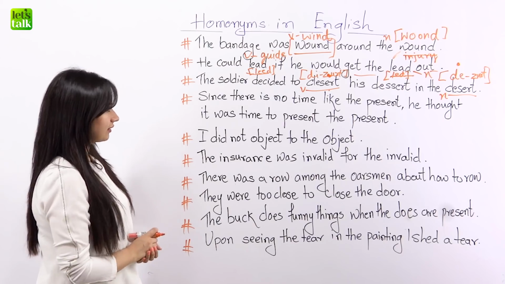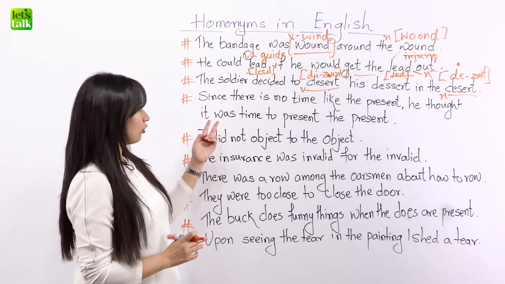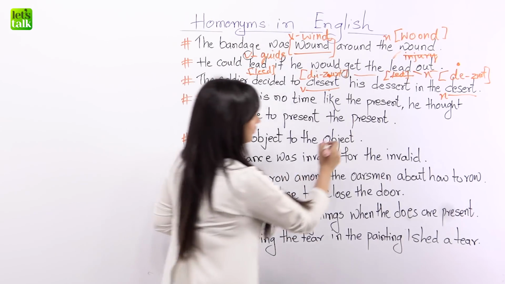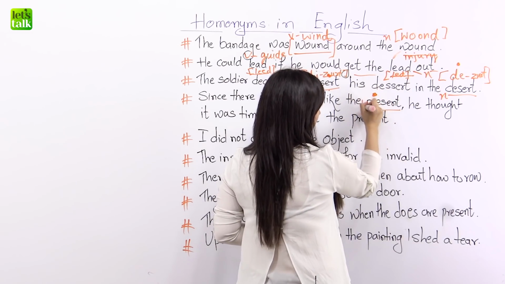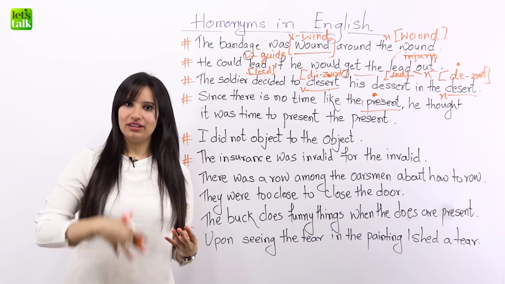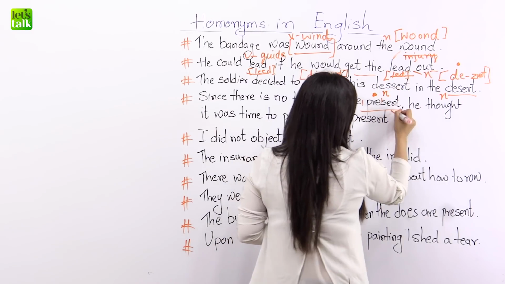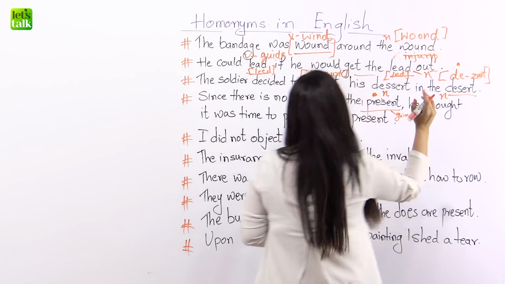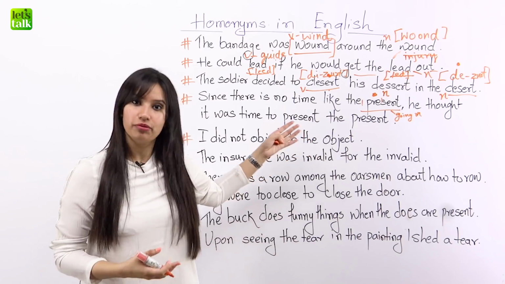Let's look at the fourth sentence. Since there is no time like the present, he thought it was time to present the present. So, no time like the present, with the stress on the first syllable. Present means the time that is going on right now, and it's a noun. And he thought it was time to present the present.